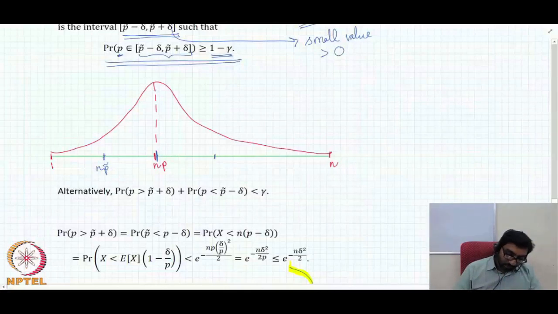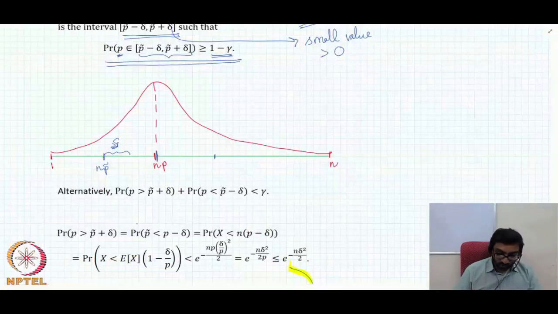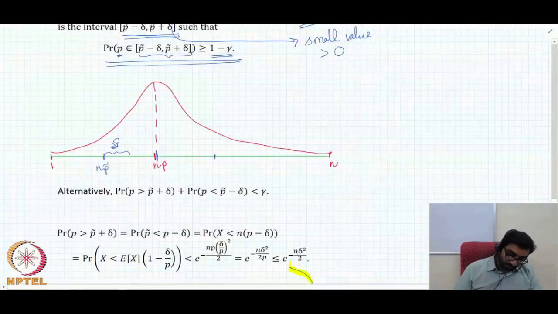Basically, even after you add a delta to p tilde, p is still too far away. That's one way to interpret the case where p tilde is very small. If we want to formally state that, we will say that that's the probability that p is larger than even p tilde plus delta.